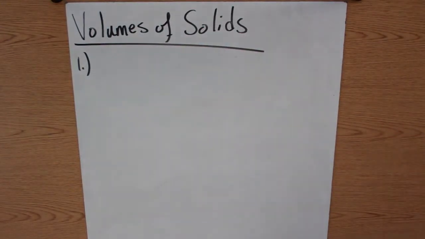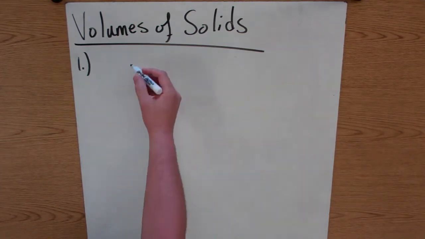Alright, so this is your volumes of solids test review. Number one says, find the volume of the solid of revolution generated when the region under the function f of x equals 5x plus 1 is rotated around the x-axis from x equals 2 to x equals 6. So as you know, when you rotate this, you're going to get circles. So we're going to have to use the formula for a circle when we integrate this.